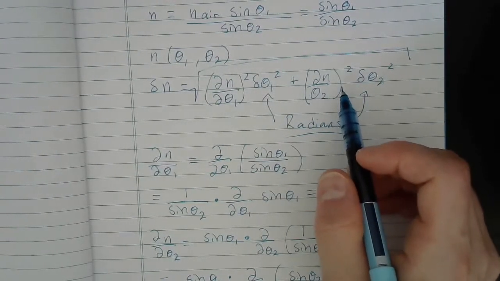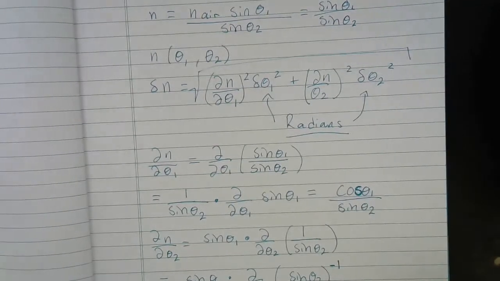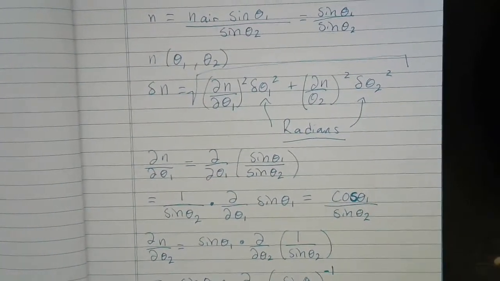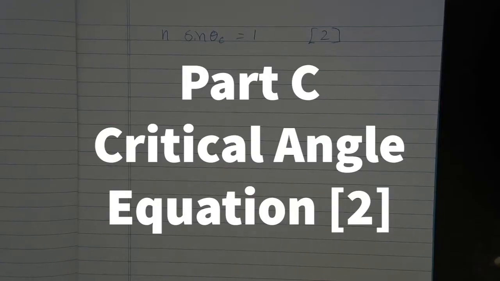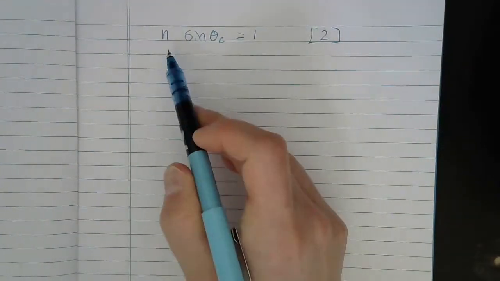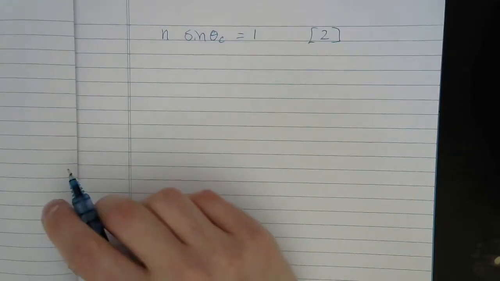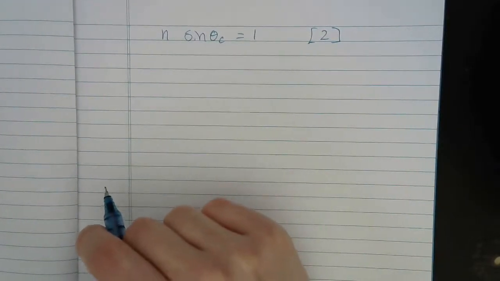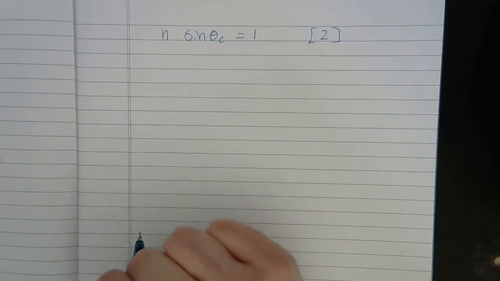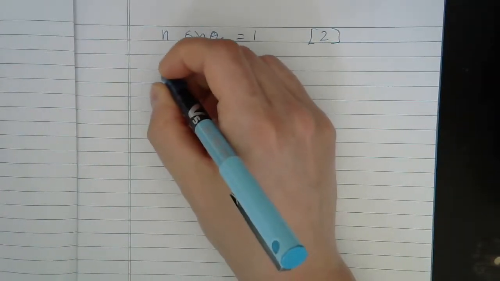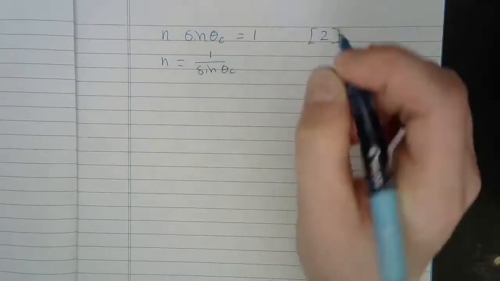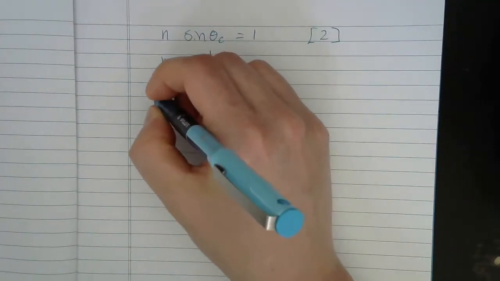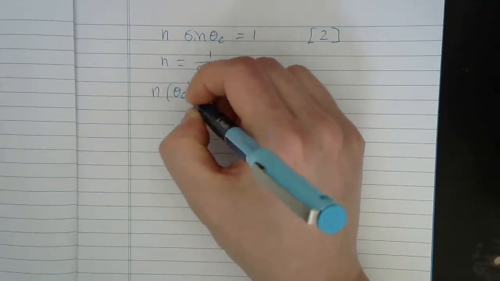So now we have worked out how to determine our partial derivatives and how to propagate the uncertainty for the law of refraction calculations. Looking at equation number 2, the equation relating the index of refraction to the critical angle, we can do a similar type of operation as we did with equation number 1. So first we want to solve. So we have n is equal to 1 over sine of theta c. And now we have n is a function of theta c.